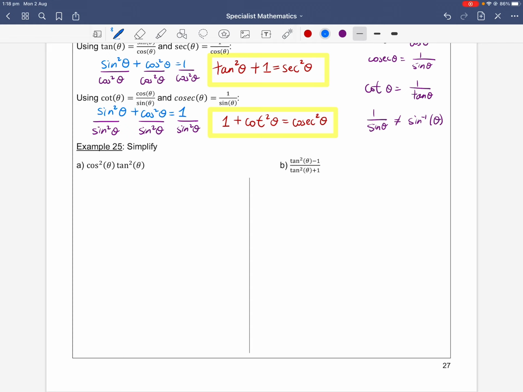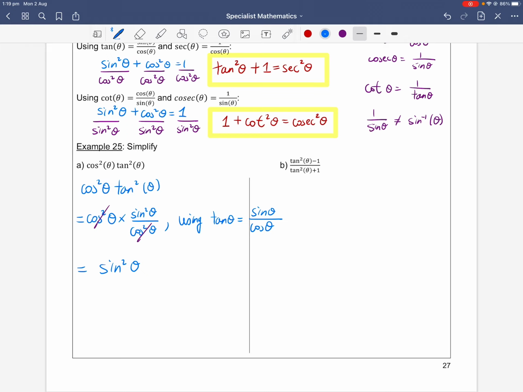So let's write it down. So we have cos squared theta, tan squared theta. First thing we know that tan is sine over cosine, so we can replace tan squared with sine squared over cos squared. So that's the same as cos squared times sine squared over cos squared. Since we're using tan of theta is sine theta over cos theta. Now the cos squared on top and the cos squared on bottom can cancel. So we're left with just sine squared theta. And we're done for part A.